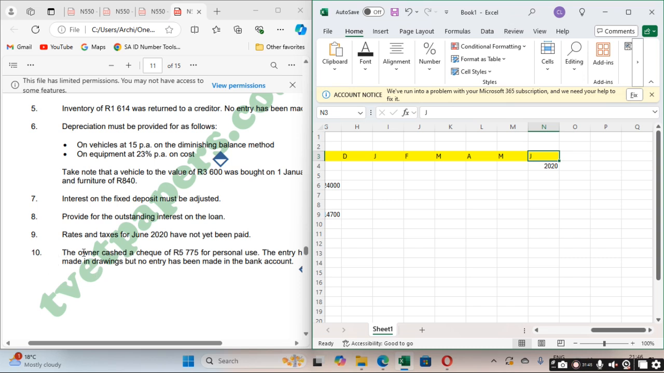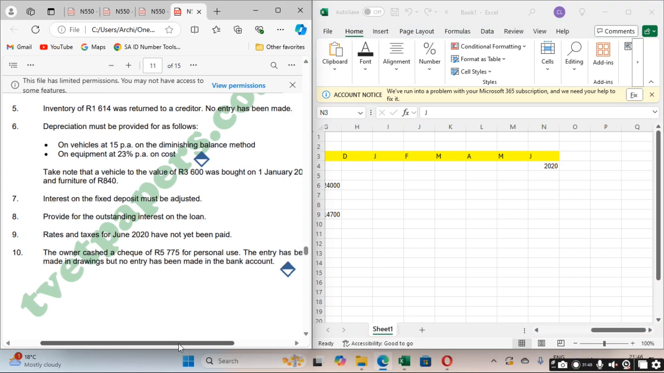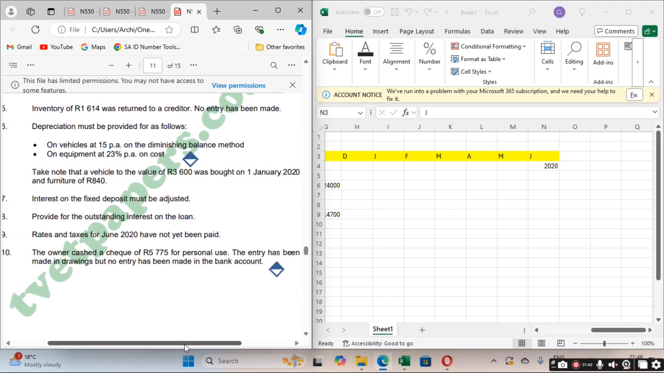And then number 10, the owner cashed a check of 5,775 for personal use. The interest has been made in the drawings, but no interest been made in the bank account. Okay, so this is our drawings. Since the owner cashed a check, the owner is cashing a check. So this is cash.